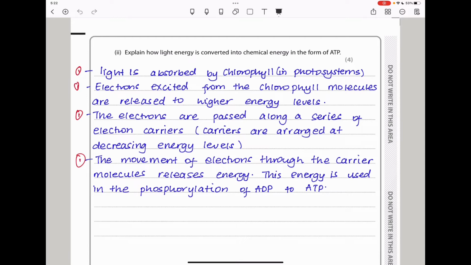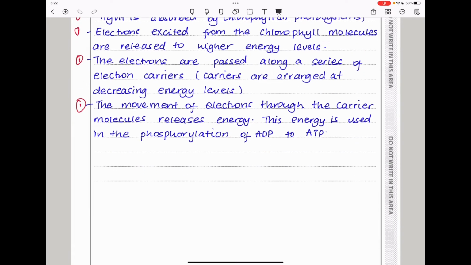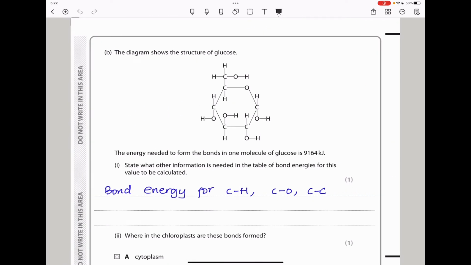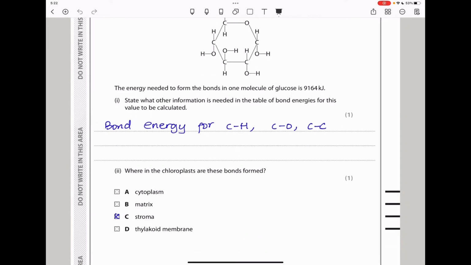The key thing here is knowing that light causes the electrons to be excited from the chlorophyll molecule, and then they move to higher energy levels, and then they move back through the electron carriers that are positioned at different energy levels, and as they do, energy is going to be lost by those electrons, and that energy is going to be used to make ATP. Let's move on. So here they say the diagram shows the structure of glucose. So we see the structure of glucose, and then they ask, the energy needed to form the bonds in one molecule of glucose is 9164 kilojoules.